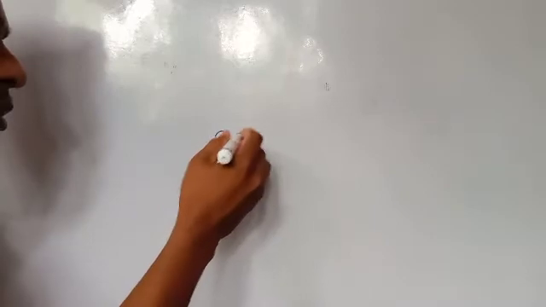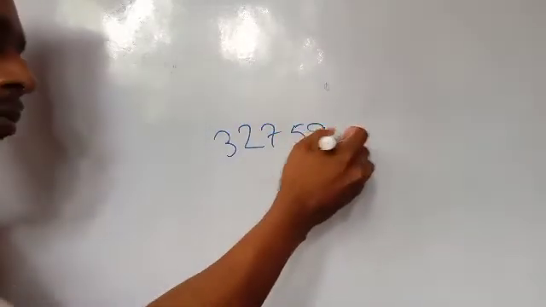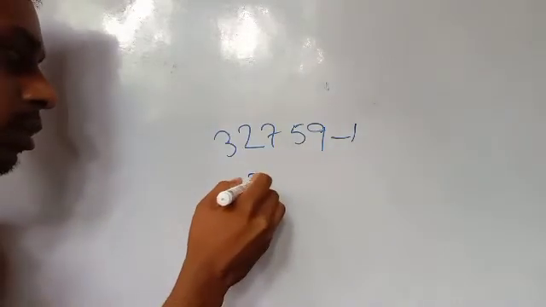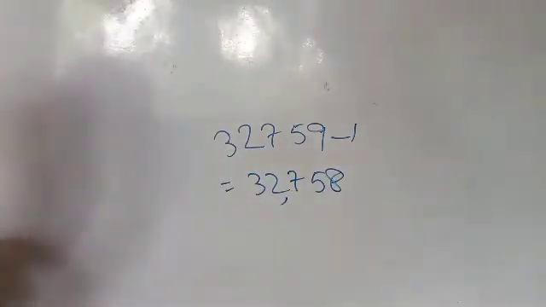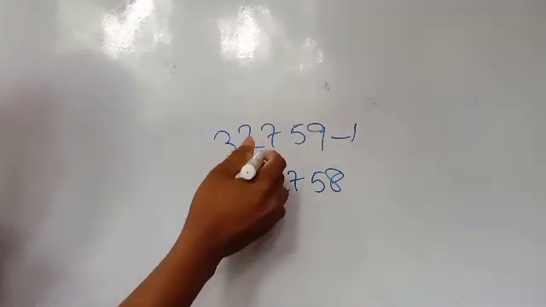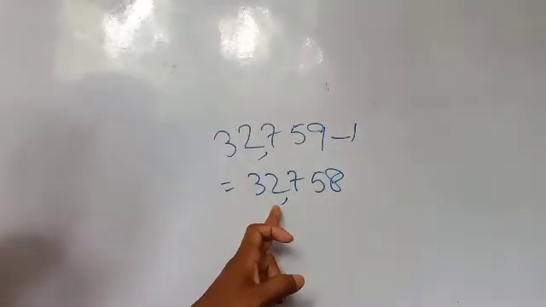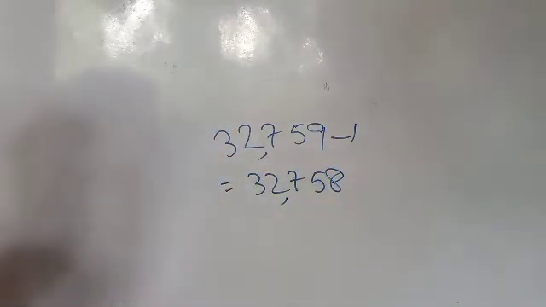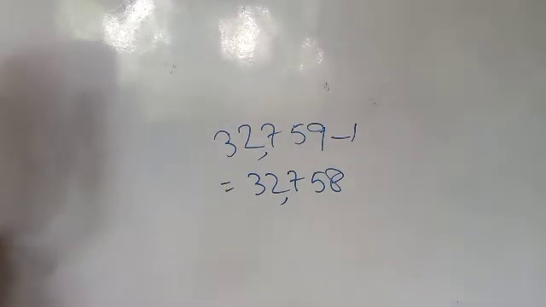Now predecessor means the previous number. In a similar way, I take the same example, 32,759. Now minus 1 gives 32,758. This is the number just before 32,759, so this is the predecessor. So you have to find the successor and predecessor.